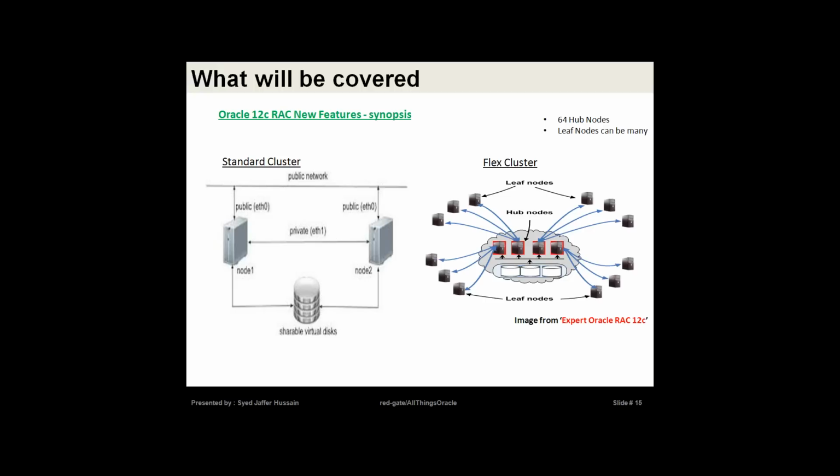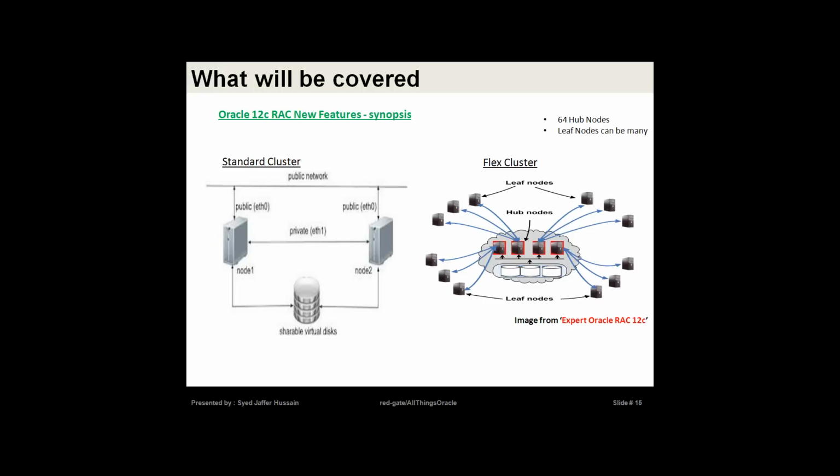So what is this Flex Cluster? How are we going to benefit from this? And what is the difference between a standard cluster and Flex Cluster? In a standard cluster, be it in 12c or 11g or 10g, the nodes in a cluster are tightly integrated with each other through a private interconnect. And on top of that, they have direct access to the storage for read and write. So if you have, for example, 100 nodes in your cluster, all 100 nodes are tightly integrated through the private interconnect to each other, and they all need to have access to the storage as well.